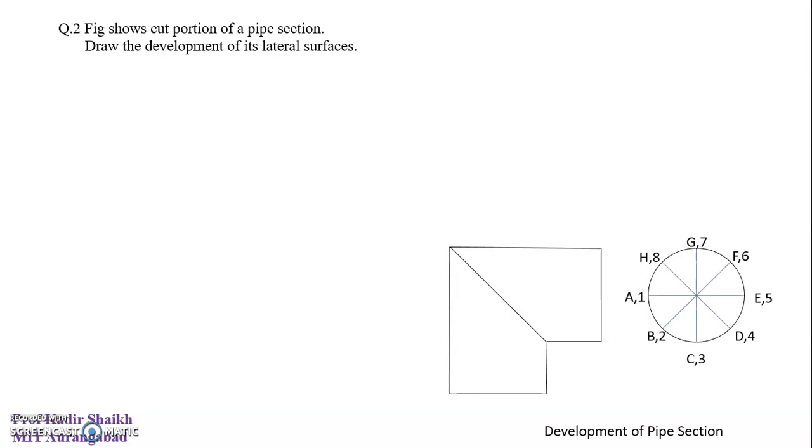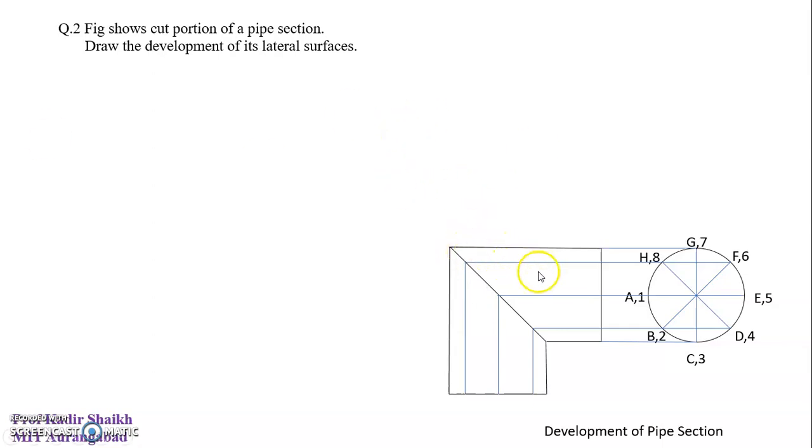Divide this circle into 8 equal parts. Name these parts as A1, B2, C3 up to H8. Then draw the projection of all these generators. B2 and D4 I have drawn on the common line of intersection of this elbow section. Then project A1 and E1, project H8 and F6, and last one is the G7.